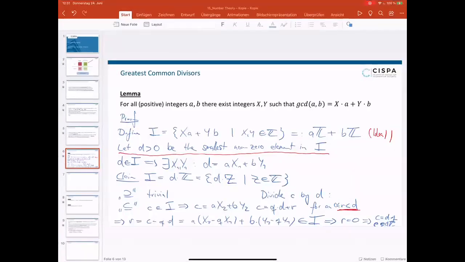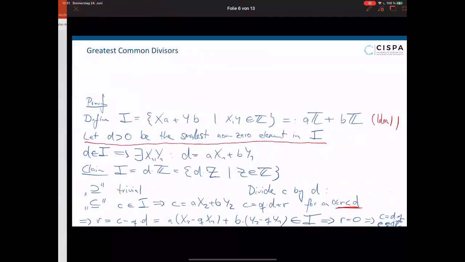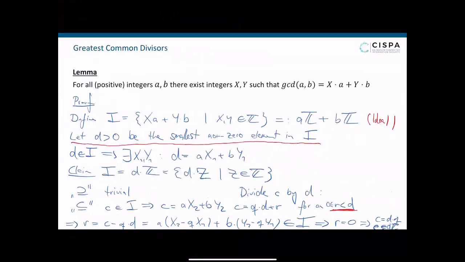So we were here. We were talking about greatest common divisors and had this little lemma which said that the greatest common divisor of two integers a and b can be written as a linear combination of a and b. So we can write GCD of a and b as x times a plus y times b.